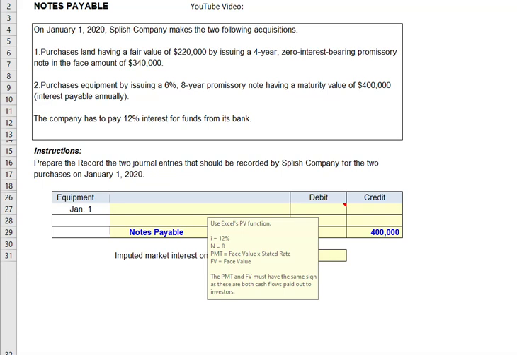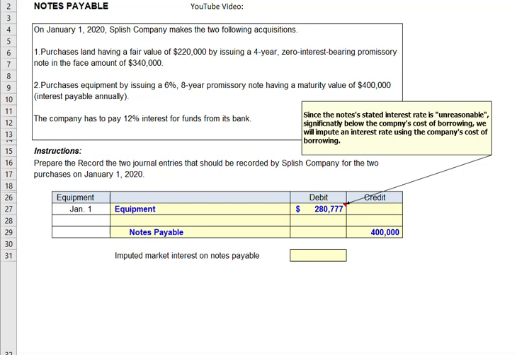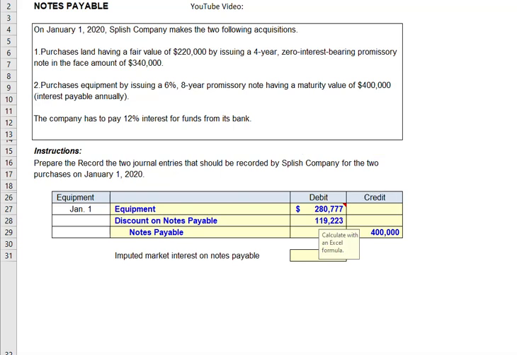Again, the payment and the future value both have to have the same sign, as these are cash flows being paid out to the investor, the lender, or the bank. Again, since the note's stated rate is considered unreasonable, that's why we had to impute the cost of borrowing. Then we'll record the difference between the fair value of the note, what we consider the value of the equipment, the $280,770, and the note's face value of $400,000. The difference between those two will be recorded as a discount on our notes payable.